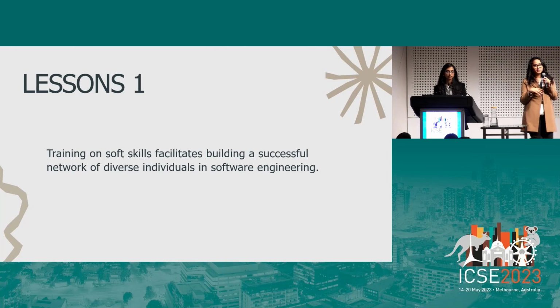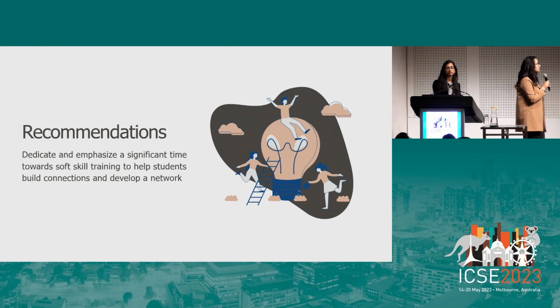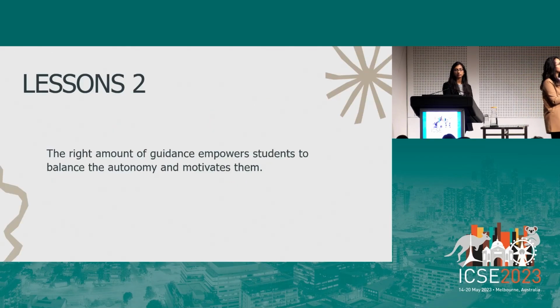So a good example of this would be student communication. We spent time actually teaching students about soft skills and their importance, and we noticed that not only did their communication improve within their teams, which was especially important because they were so diverse, but it also improved their communication with their mentors, so they were able to learn more. It improved their communication with their end users, so they were actually able to elicit accurate requirements from their participants and build these successful software products for such diverse causes. As such, we recommend that educators spend and emphasize a significant amount of time towards explicit soft skill training to help students build these connections and develop such a successful network.